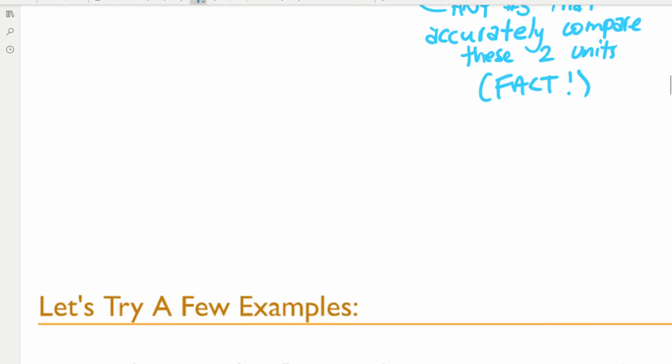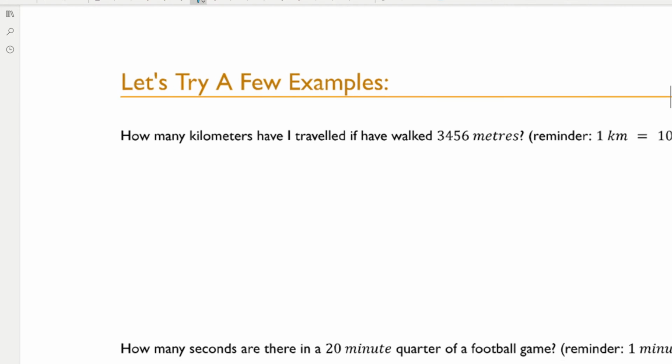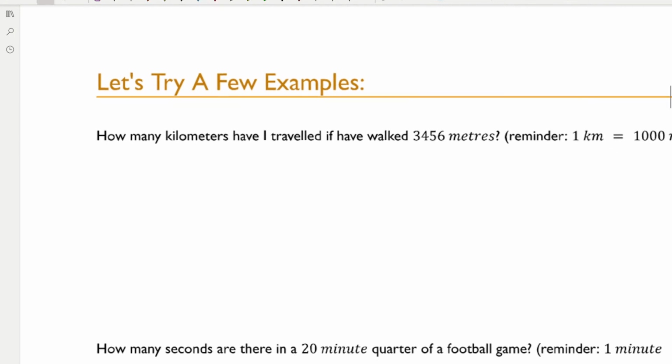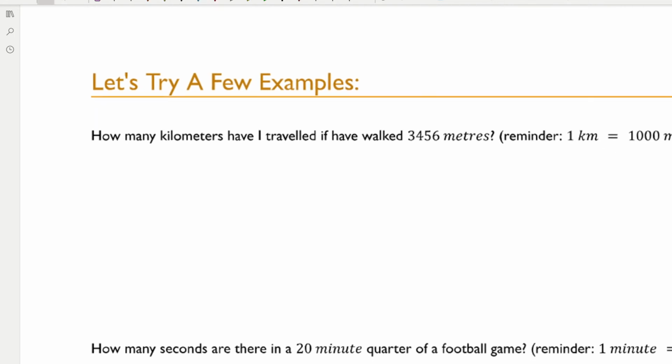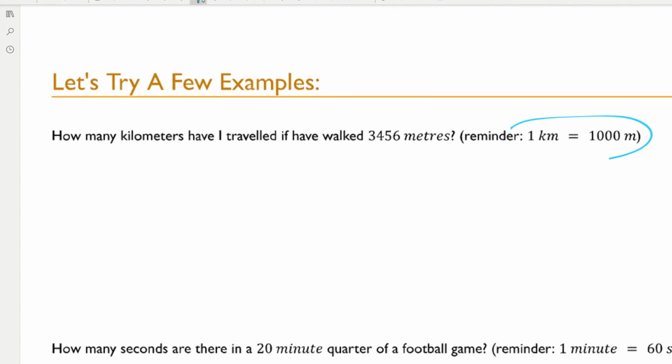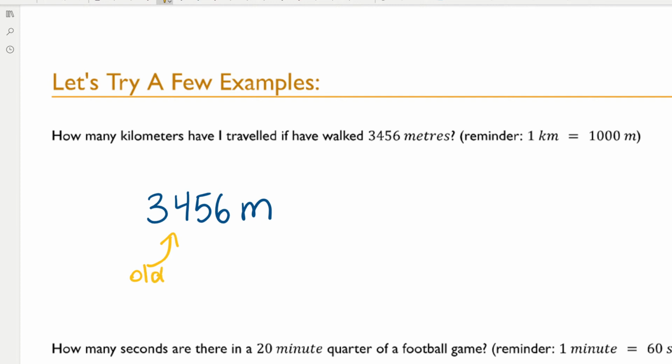So if you know a fact about centimeters and meters, you can do it. How many kilometers have I traveled if I've walked 3,456 meters? And we know that a kilometer is 1,000 meters. Now again, you may instinctively know, well, I just divide it. That's fine, but let's follow our process. We know that we have gone 3,456 meters. That is our old number, our original number, a starting number, and that's our old unit.